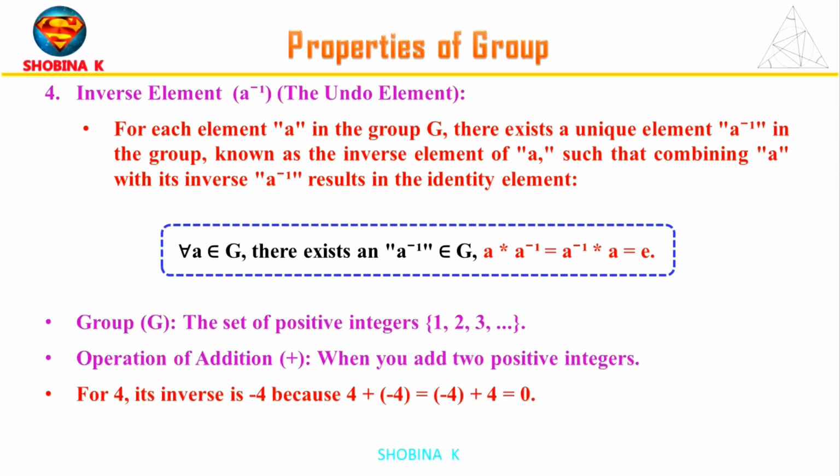Let's see an example. Here we have a group set with positive integers, and we're going to add two integers. For the positive integer 4, it has the inverse minus 4. On adding positive 4 and negative 4, we get 0. And this example illustrates how the negative integer serves as the inverse of the positive integer with respect to addition.